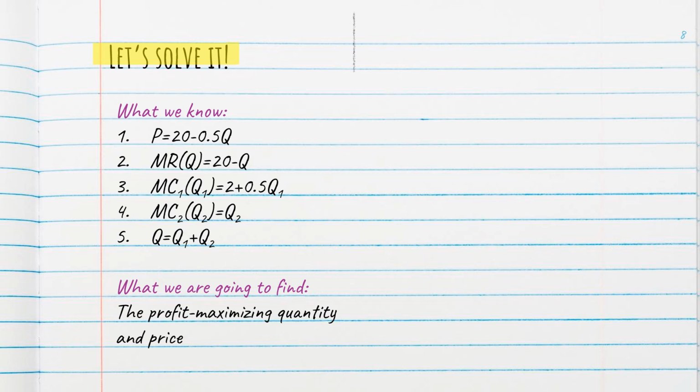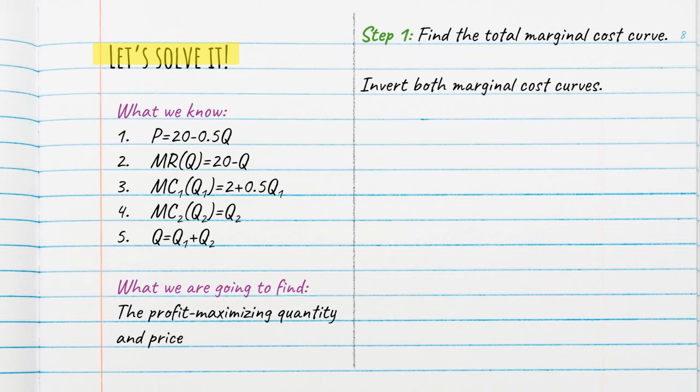So the first thing we're going to do is find that total marginal cost curve. How do we do that? It's a horizontal summation process. That means fix price, add Q. And if we're going to fix price and add Q, we need to invert both the marginal cost curves first. So the process will go like this: invert, add, reinvert. It's algebraically annoying, but not difficult.